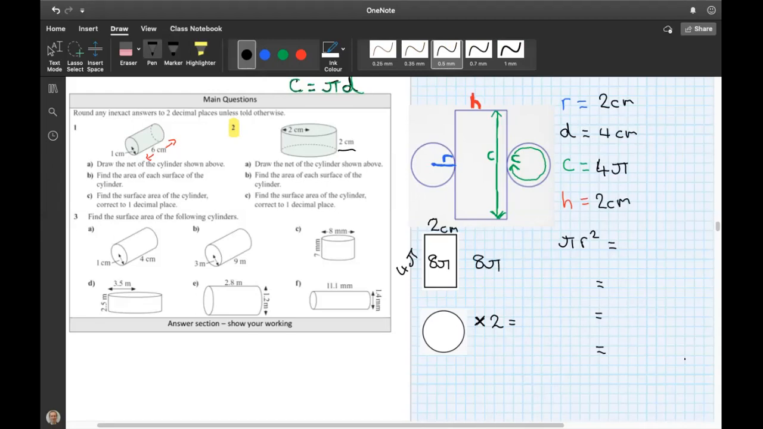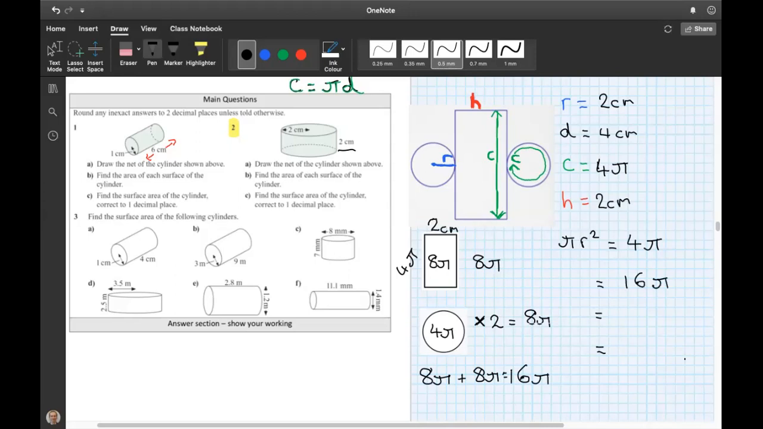I now need to think about my circular face using pi r squared. If r is 2, r squared will be 4, so pi r squared will be 4 pi. Now I've got 2 of those circular faces, so altogether they will be 8 pi. I now need to add my rectangular face, 8 pi, with my 2 circular faces, 8 pi, and that gives me 16 pi.